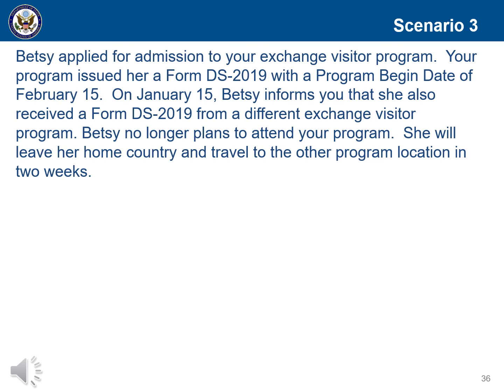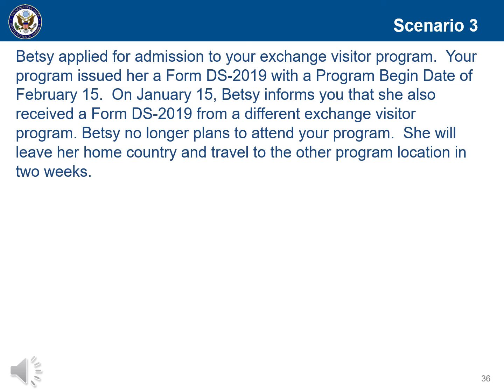Betsy applied for admission to your Exchange Visitor Program. Your program issued her a Form DS-2019 with a program begin date of February 15. On January 15, Betsy informs you that she also received a Form DS-2019 from a different Exchange Visitor Program. Betsy no longer plans to attend your program. She will leave her home country and travel to the other program location in 2 weeks.